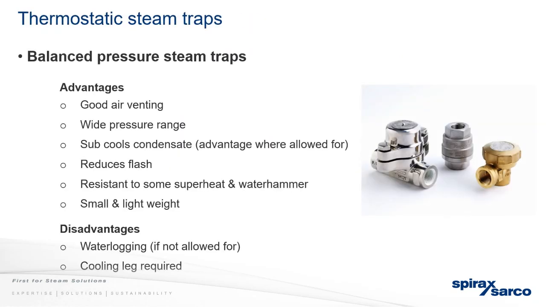So advantages to these is very good air venting, because when the system's cool enough, it's just an open trap. Wide pressure range, so these work on high pressures, low pressures, everything in between. Subcools condensate, which means that it holds it in kind of behind the trap a little bit. It's very good for things like heat tracing, where you're not going to return the condensate. You want to get as much heat out of it as possible because it's energy that you have paid for. So these have an advantage there.